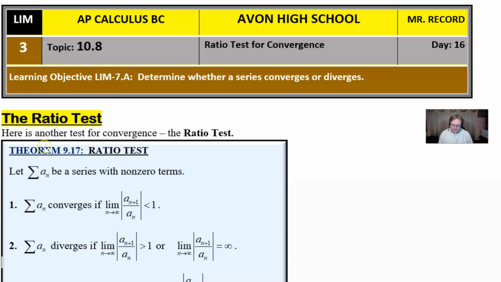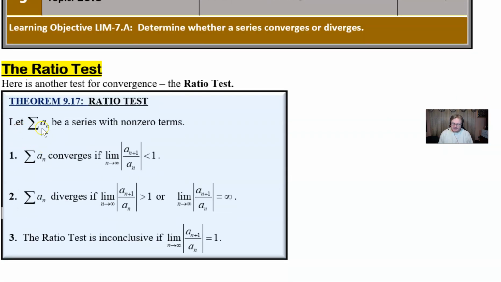Here is another test. So basically, you've got a summation a sub n. All right, well, what do we do with this? Well, it says the summation a sub n converges if you take the limit as n approaches infinity of the absolute value of the nth plus 1 term divided by the nth term, and that turns out to be less than 1.